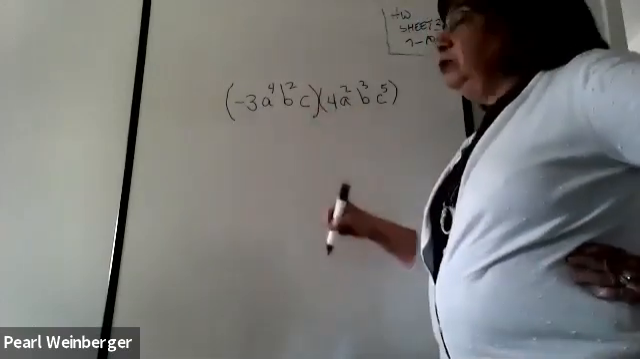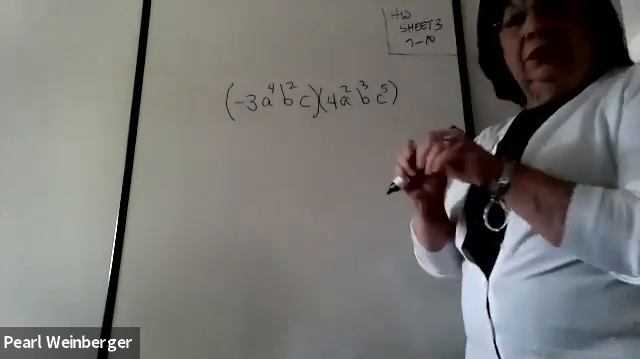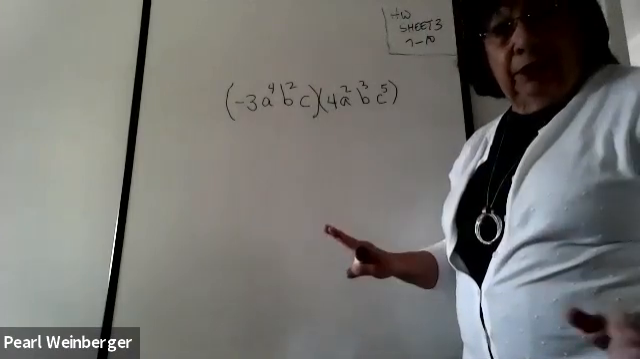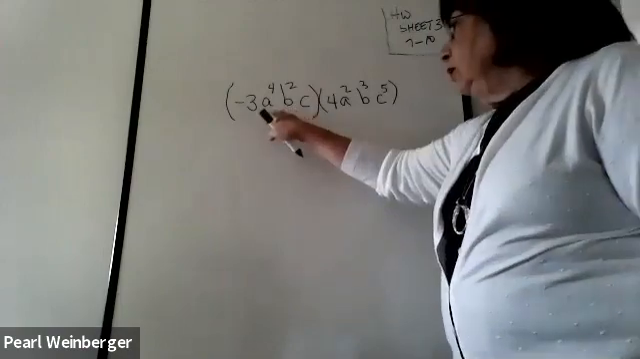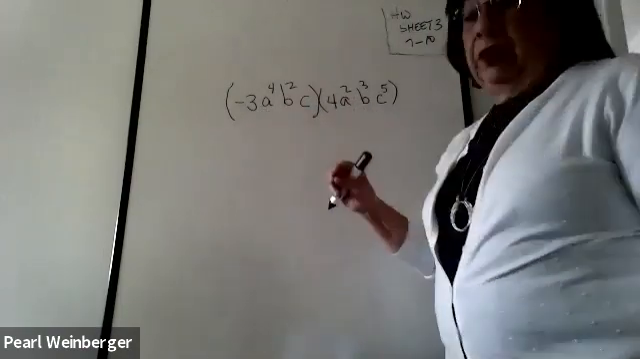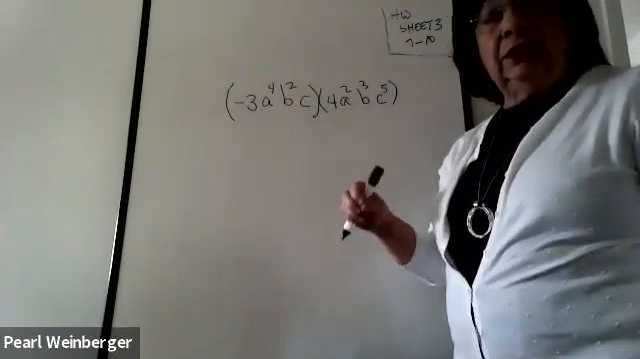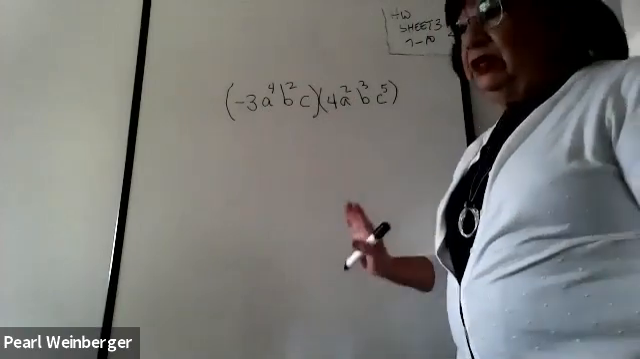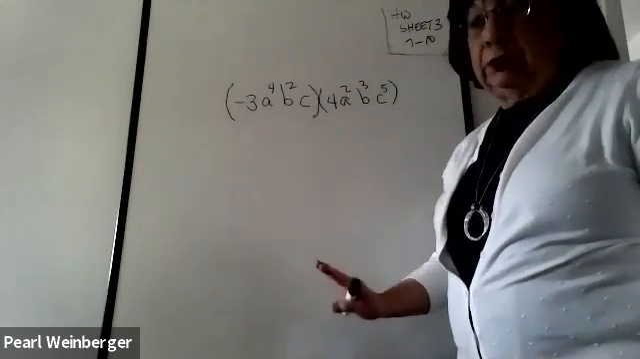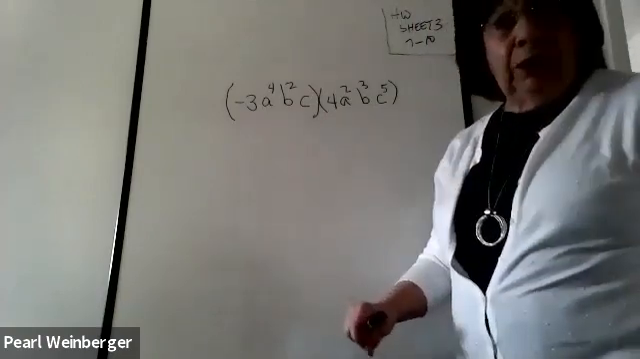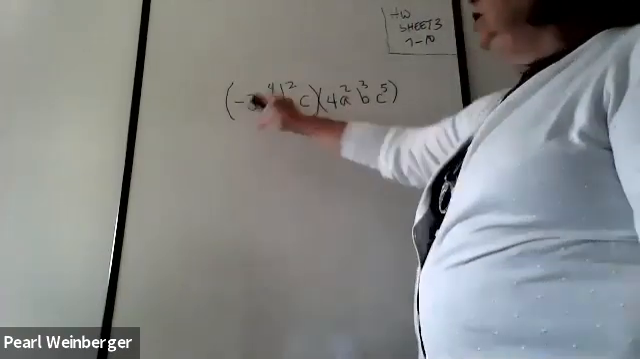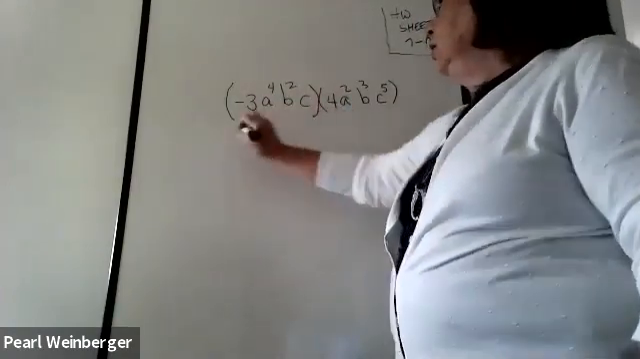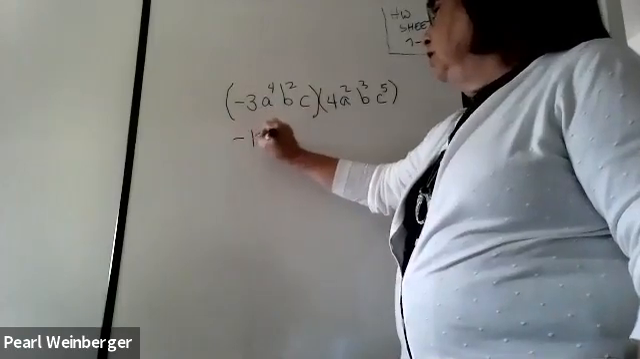When I have them in two separate parentheses right next to each other without any sign in between, it means they want me to multiply. And when it comes to multiplication, it is not necessary to have like terms. You only need like terms when you're adding or subtracting. So how do we multiply? Well, we do it this way. We multiply the coefficients. Negative 3 times 4 will give us negative 12.